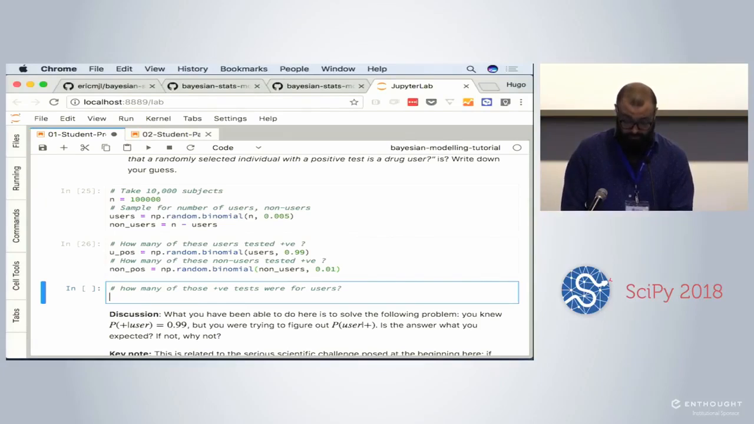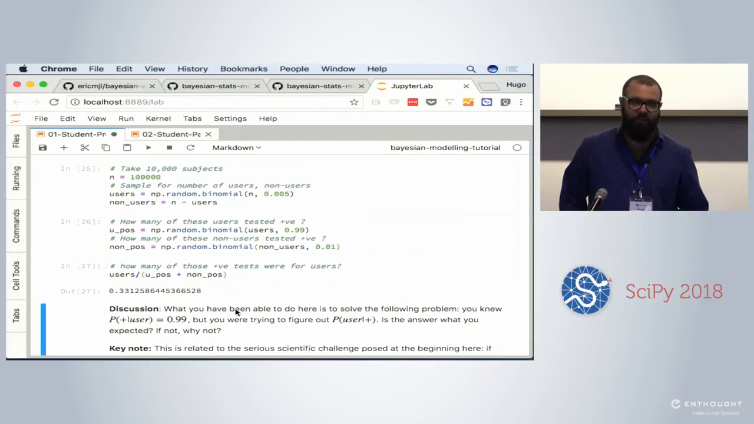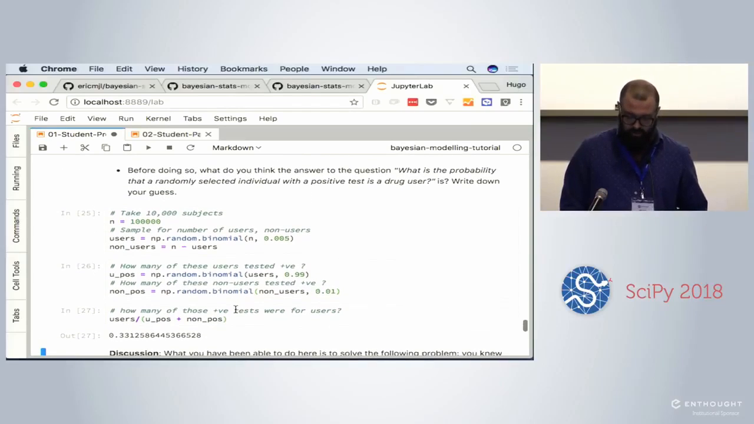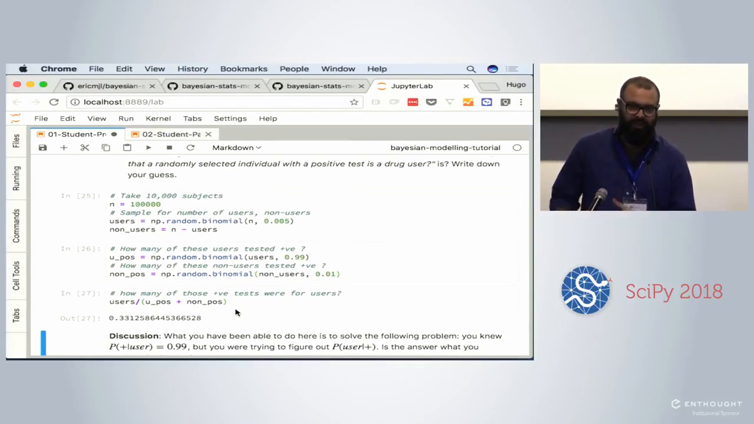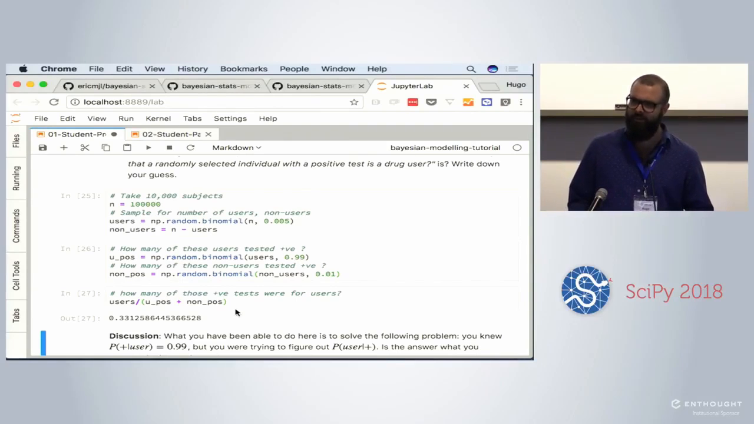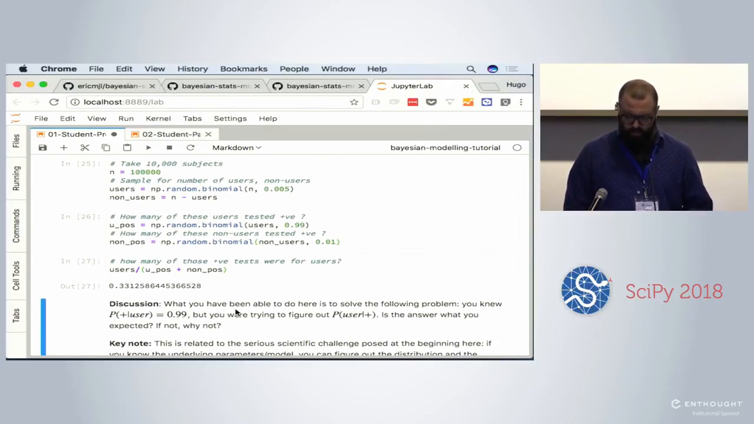So to figure out that ratio, we divide the number of true positive users by the total of the actually positive users and the false positive non-users, okay? And we see that, this is crazy. We see that the probability that someone randomly selected who gets a positive test is actually a drug user is 33%, although the test is 99% specific and 99% sensitive. So does that seem counterintuitive in some way, at least at first sight? I think it does. Can anybody tell me why this is the case?